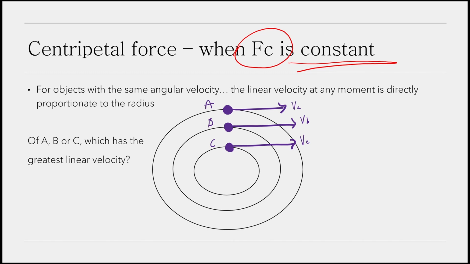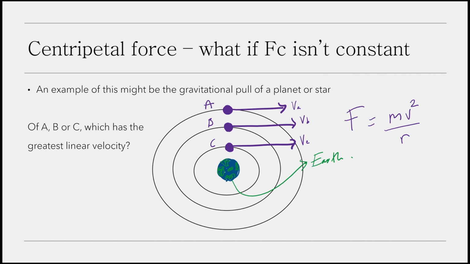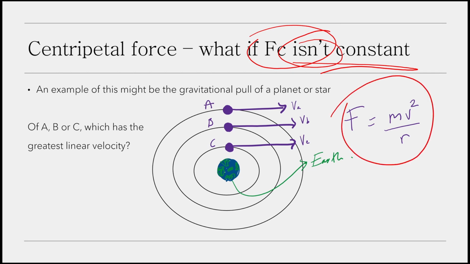Given that we know that, we can say that A, out of these three objects, is going to have the greatest linear velocity because it has the greatest radius. We can see that it has the greatest radius. Whereas if we're dealing with a situation in which our centripetal force is not constant, and it isn't constant in this situation, we'll come to this equation in another video. So don't focus on that too much for now.